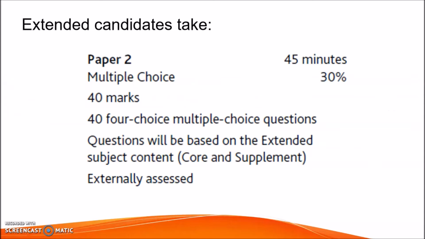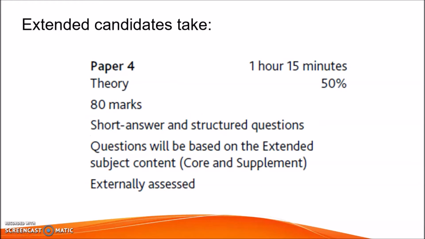Okay, the next one is extended paper. Okay, so the first paper for extended candidates is paper 2. It is a multiple choice questions, 40 marks, 40 multiple choice questions, and it will take about 45 minutes, and the weightage is the same as paper 1, which is 30%. And for this paper, the questions will be based on the standard subject content, which is covered under core and supplement content.